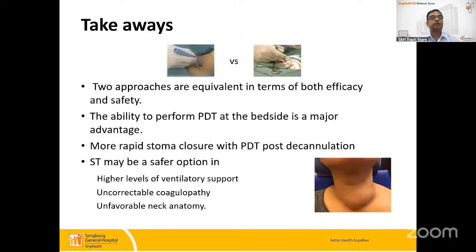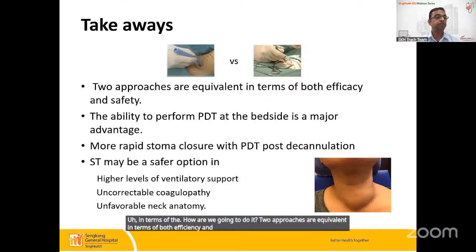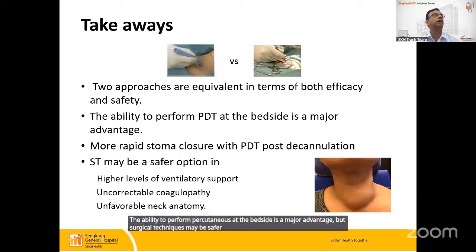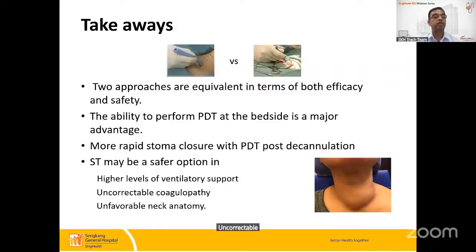In terms of how we are going to do it, the two approaches are equivalent in terms of both efficacy and safety. The ability to perform percutaneous at the bedside is a major advantage, but surgical techniques may be safer in those who have high ventilatory support, uncorrectable coagulopathy, or unfavorable neck anatomy.